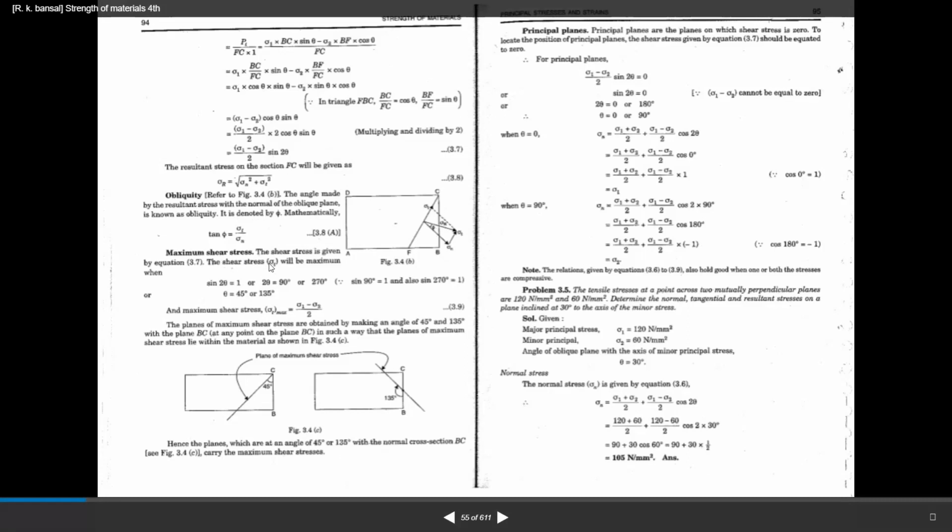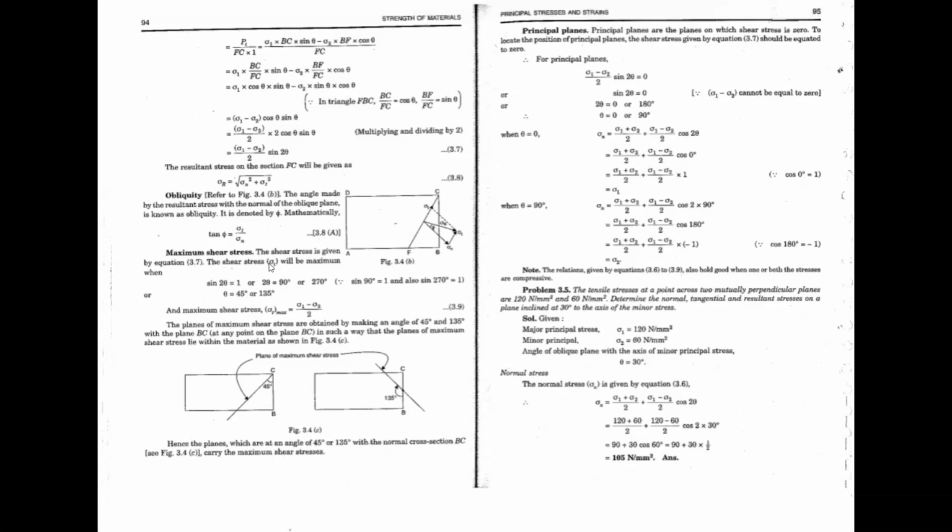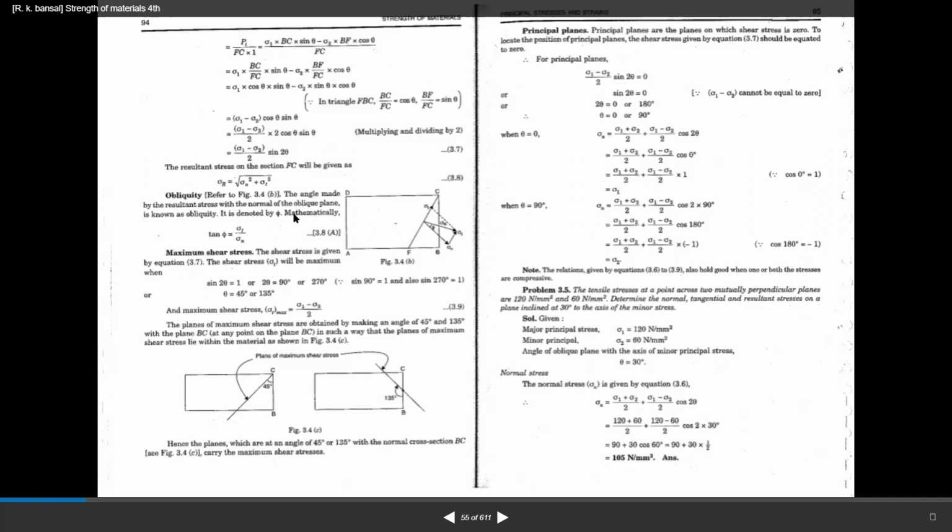Maximum shear stress, that means shear stress or tangential stress. The shear stress is given by equation 3.7, that means sigma 1 minus sigma 2 by 2 into sine 2 theta. The shear stress sigma t will be maximum when sine 2 theta equal to 1, or 2 theta equal to 90 or 270. Sin 90 equal to 1, and also sin 270 magnitude 1, and the maximum shear stress sigma t maximum equal to sigma 1 minus sigma 2 by 2. This is the maximum shear stress or maximum tangential stress. This is equation 3.9.